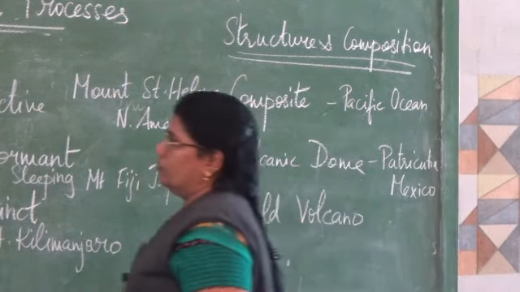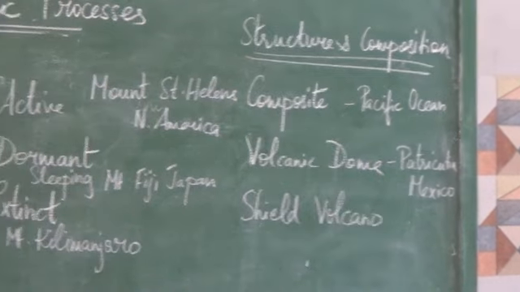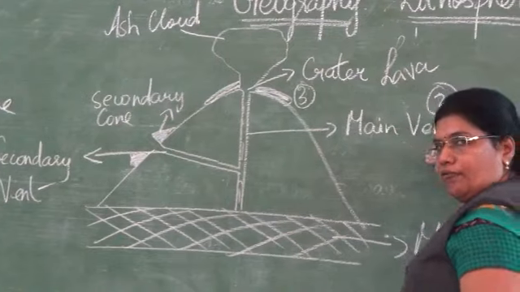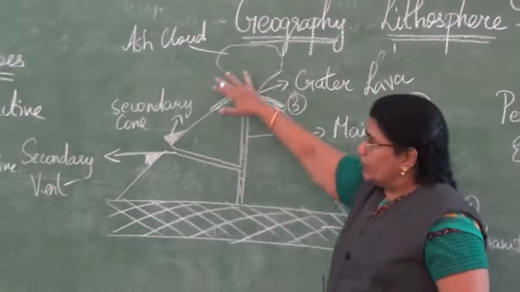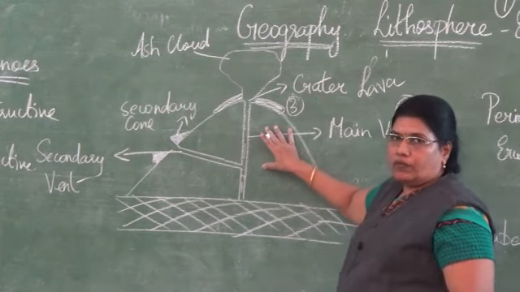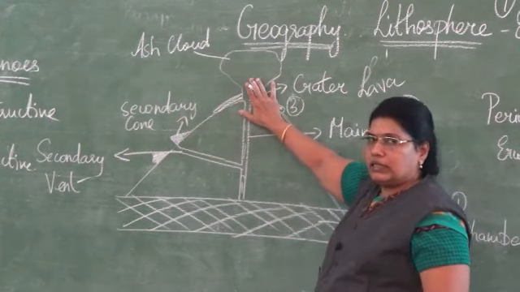In the volcanic dome, all that is ejected, the lava, is prevented from going away from the volcanic dome. It is very viscous and cannot move far away from the volcano, so it gets deposited here.